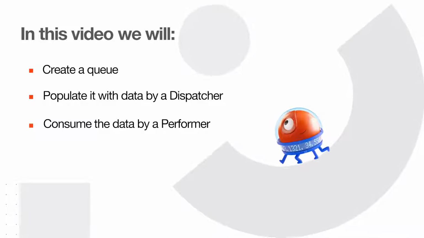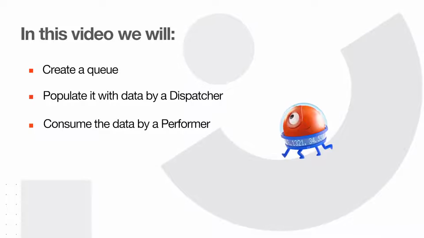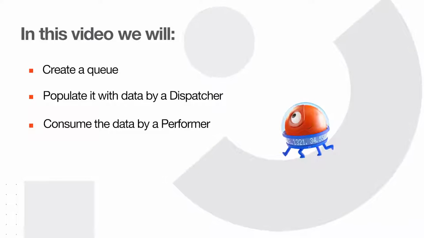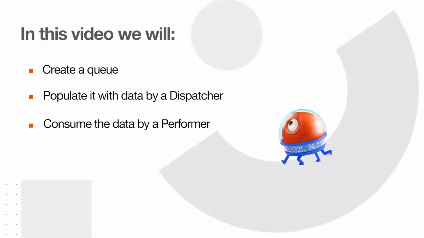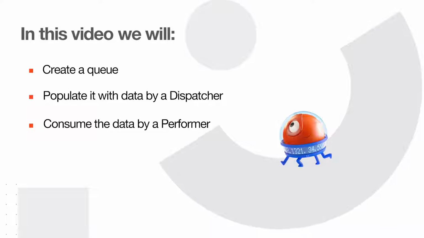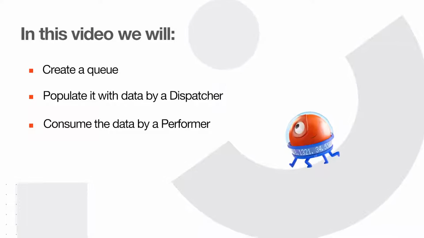We'll start by creating a queue in Orchestrator, populating it with data using an automation, typically called dispatcher, and then we'll consume the transactions in the queue using another automation. This one is typically called performer.